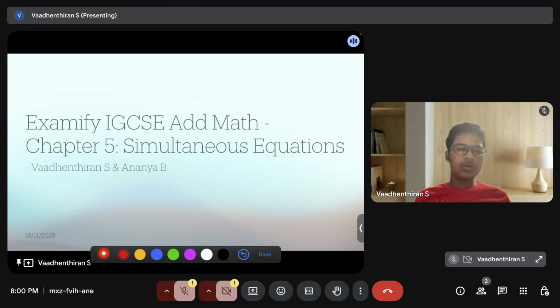Okay. Now we'll move on to chapter 5, simultaneous equations. If you have any doubts, you can post it on the WhatsApp group. So chapter 5 is simultaneous equations.